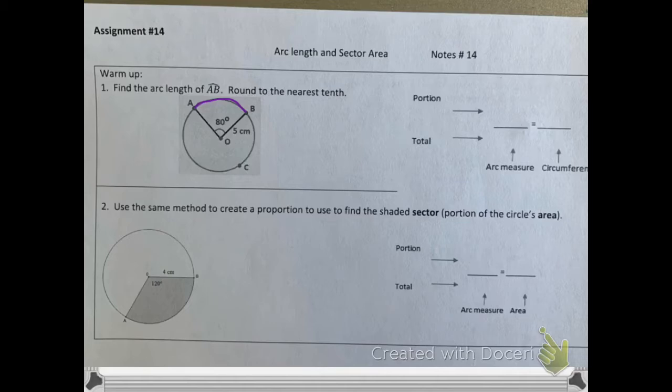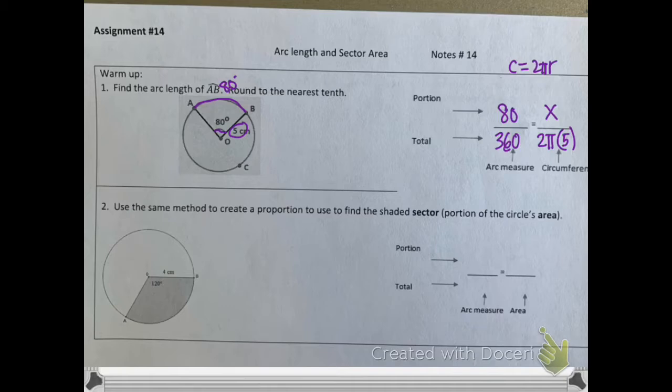Arc measure is our first ratio. So the degrees of AB is 80, because it's the same as the central angle here, which is 80 degrees. So it's 80 degrees out of a total for a circle is always 360 degrees. And we're trying to find the arc length, which is a portion of the entire circumference. So that's our unknown. And the entire circumference of the circle is 2 pi r. So 2 pi, and then we're plugging in the radius, which is given, it's 5.